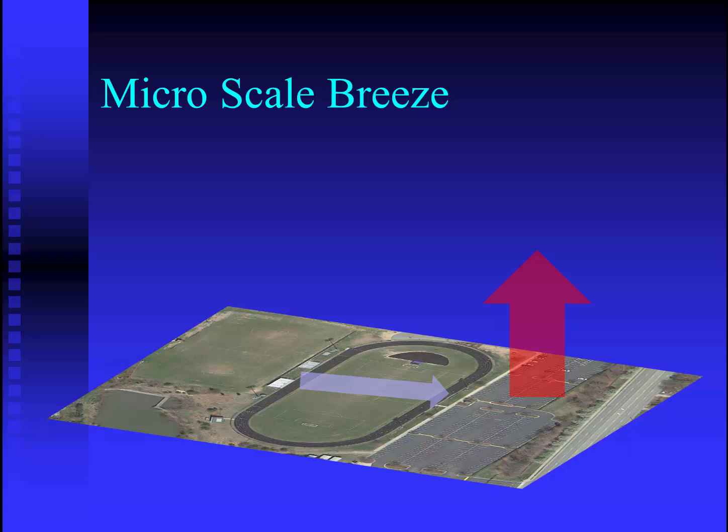So whether it's happening on a very small scale, such as on our own school's campus, or on a very large scale between the polar regions and the tropical regions of Earth, basic convection is what transports air around our planet.